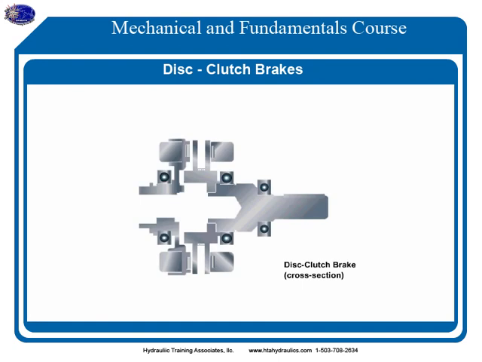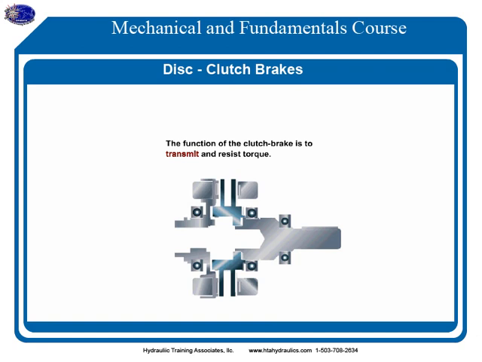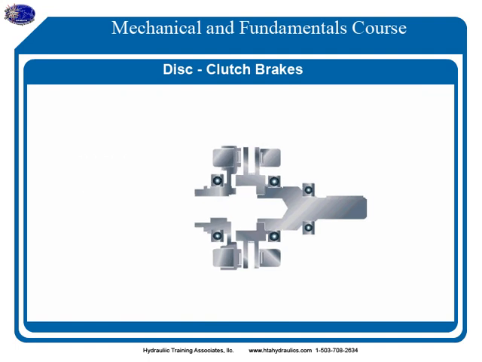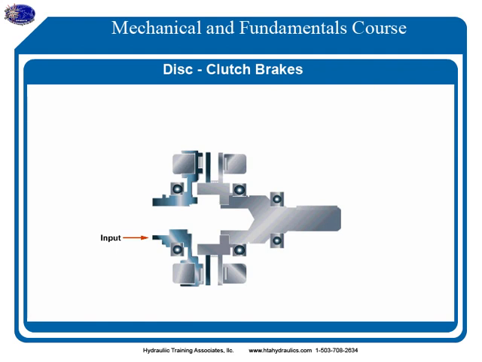Disc clutch brakes are the most common for general-purpose clutch brake combinations. Their basic components are the input, clutch lining, clutch disc, brake lining, brake disc, and output. The function of the clutch brake is to transmit and resist torque. The disc clutch brake can be actuated with pneumatic, hydraulic, electric, or manual controls. The discs can be single, double, or multiple plate. With all clutch brake combinations, the clutch should be on the input and the brake on the output.